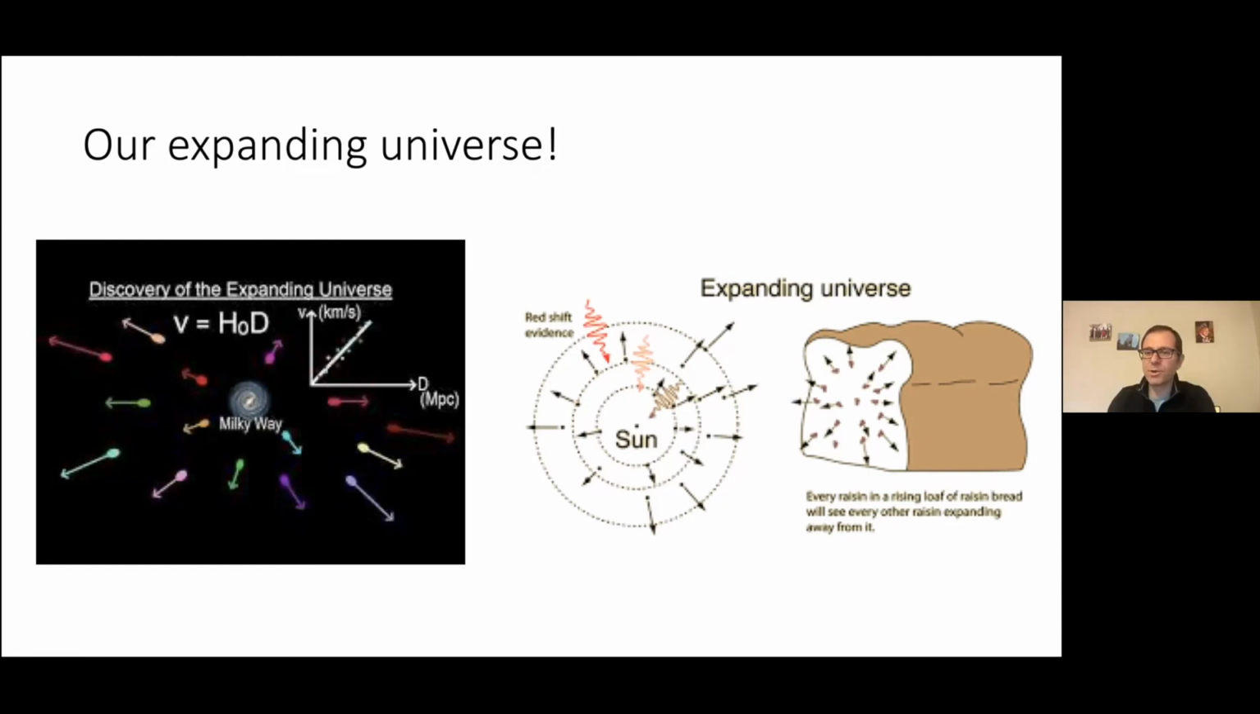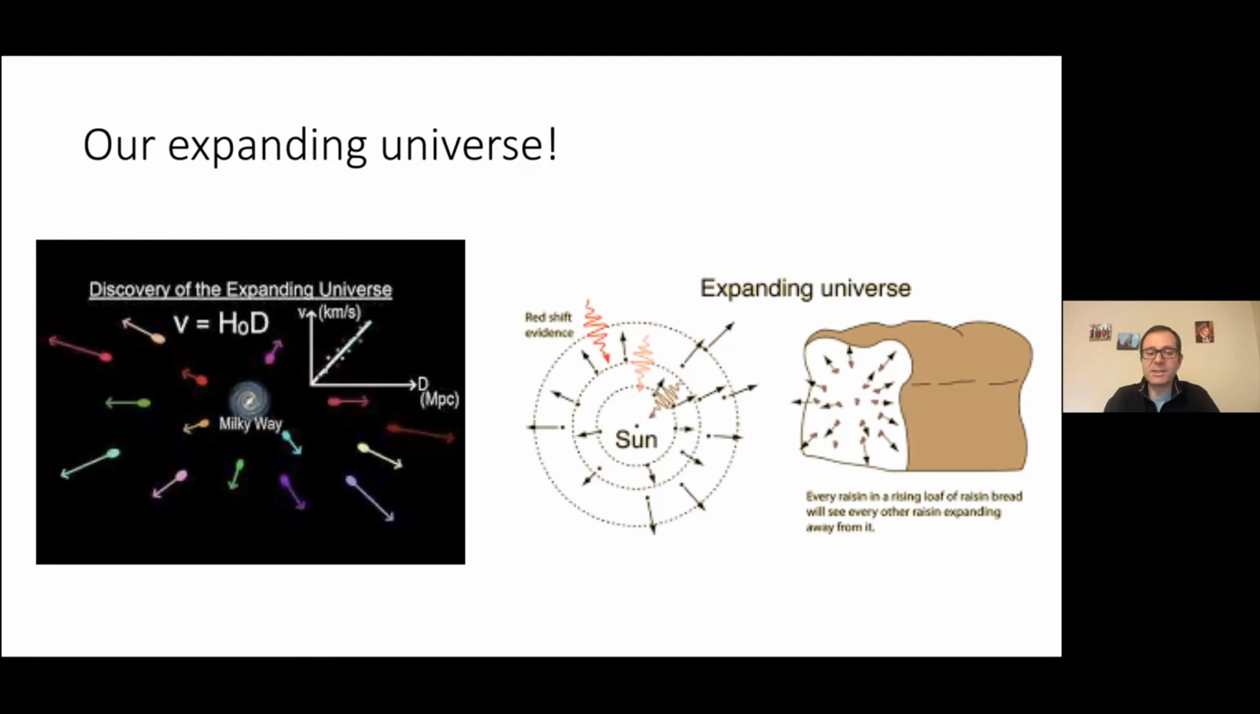That is absolutely correct. There is no special raisin that is in the center of this bread. They are all spread around, and as the bread expands, all the distances increase. And that's what is happening to the universe.